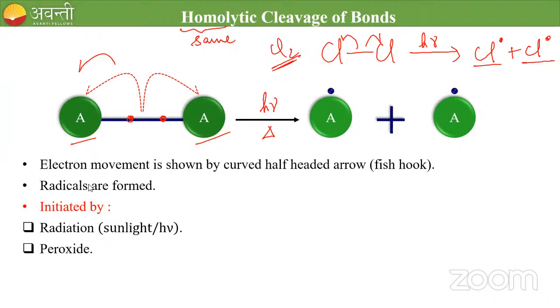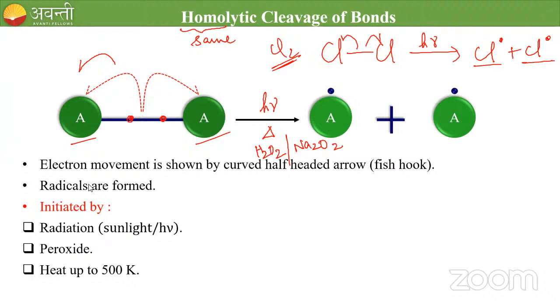The second is peroxide. If you find peroxides such as hydrogen peroxide, H2O2, or sodium peroxide, Na2O2, in your reaction, then you can say the product is a radical. The third is when you heat the compound up to 500 Kelvin; obviously radicals will be formed. If you heat a compound to a very high temperature, radicals will be formed. These are the three initiators.